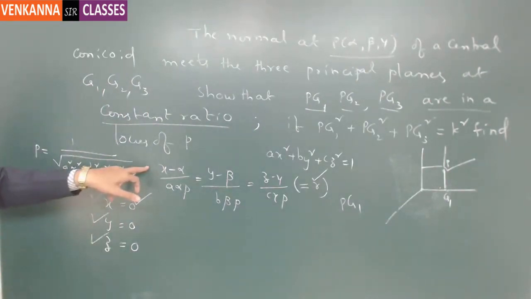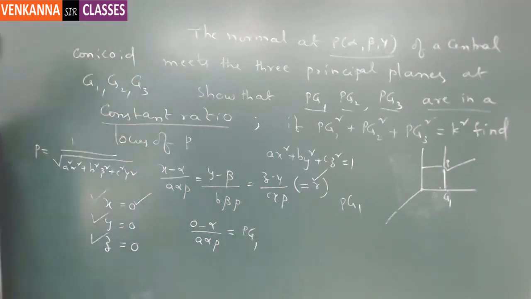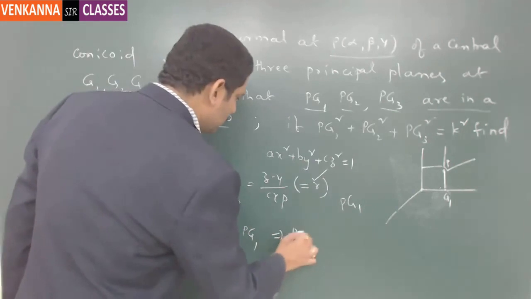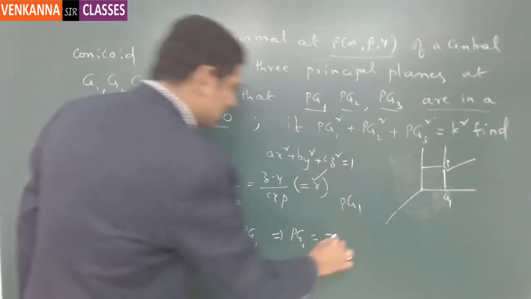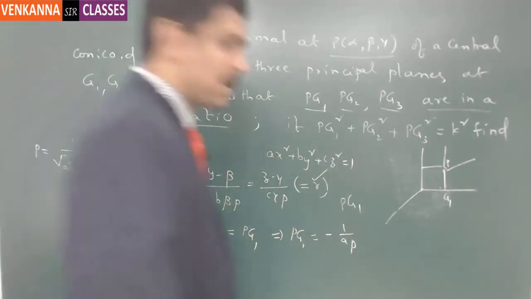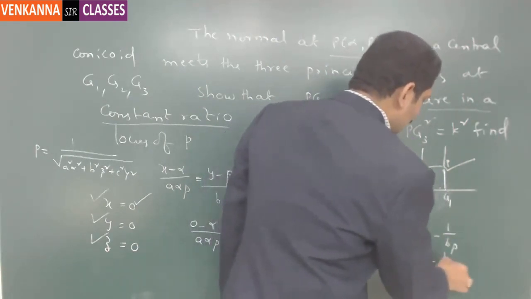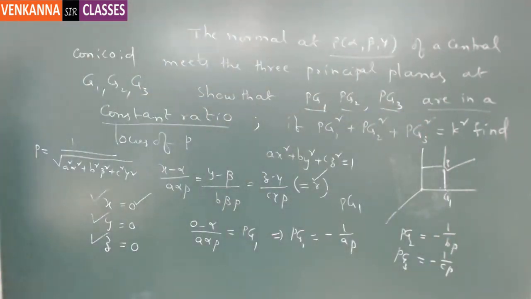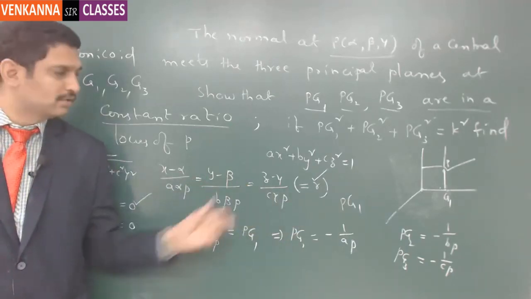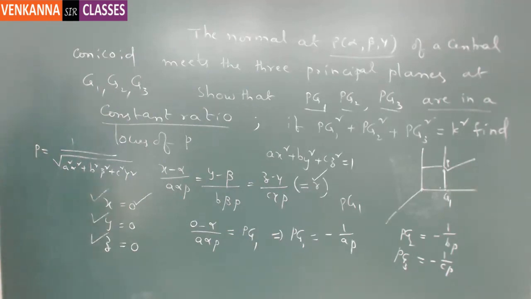So substituting x equal to 0 here, we will have 0 minus alpha by a alpha p is equal to PG1. So this gives that PG1 is equal to minus 1 by AP. Please check that. Similarly, if you substitute y is equal to 0 and z equal to 0, the respective values are nothing but PG2 equal to minus 1 by BP, PG3 is equal to minus 1 by CP. I have substituted y is equal to 0. From this, you got the PG2 value. I have substituted z equal to 0. I got the value of PG3. Okay? We accept or not?